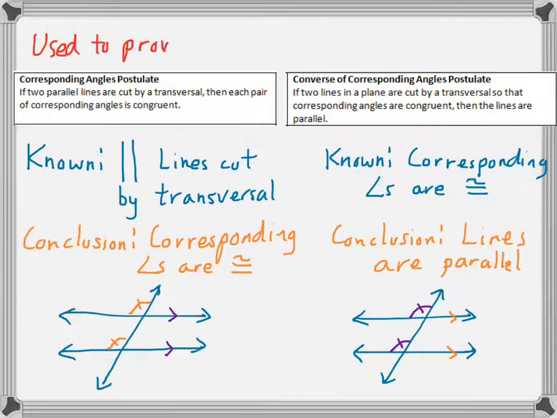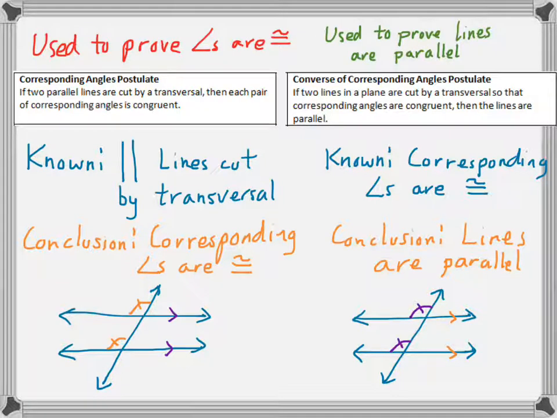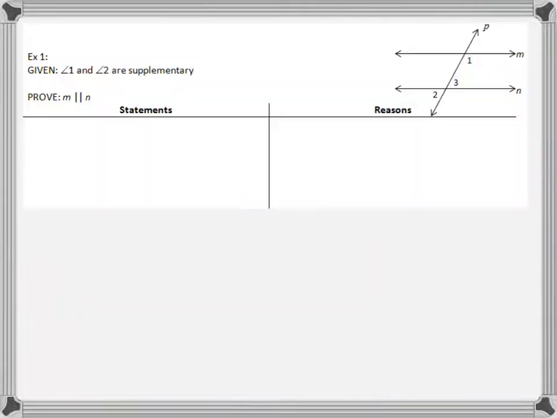So the postulates and theorems on the left are used to prove that angles are congruent. The conclusion we come to is that corresponding angles are congruent if the lines are parallel. The converses are used to prove that the lines are parallel, based on the fact that the corresponding angles are congruent, or whichever other relationship we're talking about. Let's see what it looks like to actually use them.